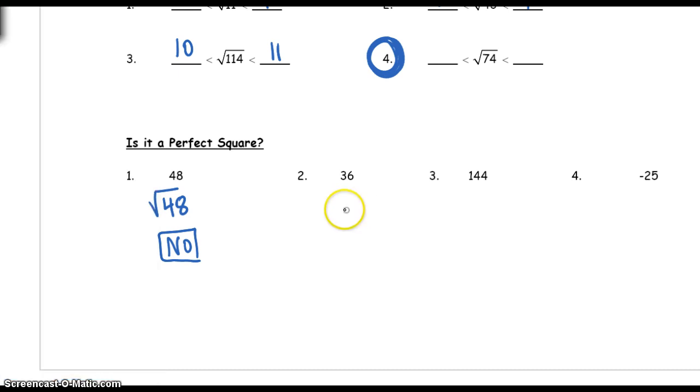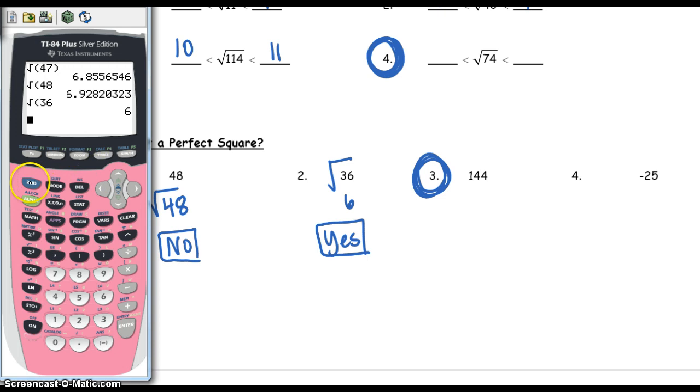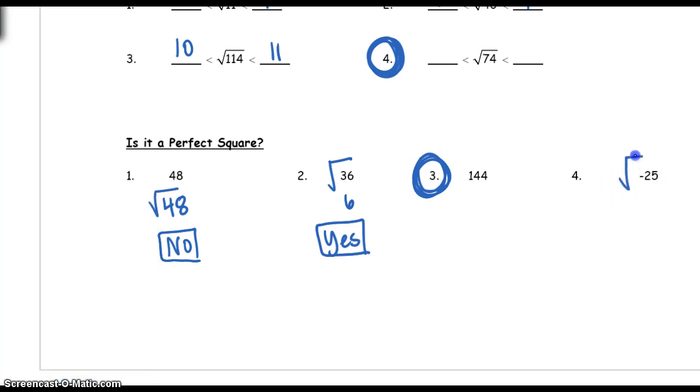And when we do that, it comes out perfectly as a 6, right? So yes, it's a perfect square. I'm going to have you do number 3 for class, but let me talk about number 4, because number 4 is a little weird. Square root of negative 25, you get an error. So you cannot take the square root of a negative number. Well, you can, but it ends up becoming imaginary, and we don't do imaginary here in these notes.